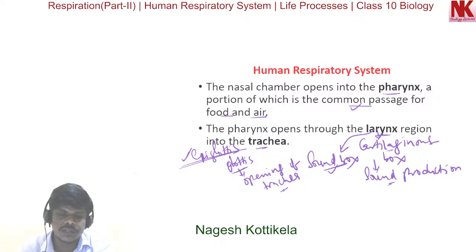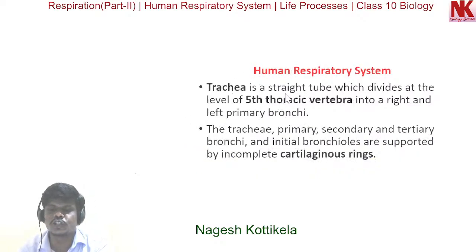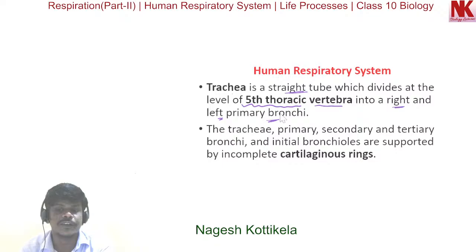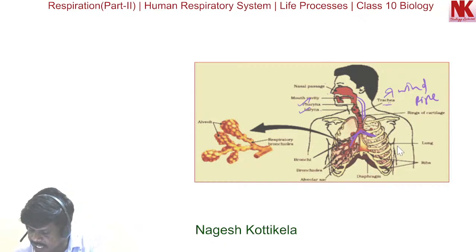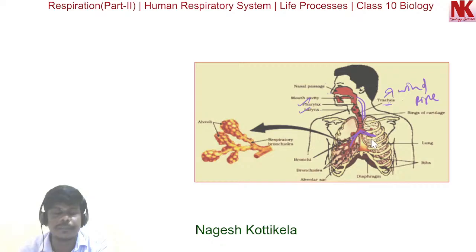Now moving to the next. Here, trachea is a straight tube which divides at the level of the fifth thoracic vertebra into right and left primary bronchi. So trachea is divided into primary bronchi. Here trachea is a windpipe, and it is divided like this. These are the primary bronchi. Into the left lung and the right lung, these primary bronchi are entering. So these are the branches of the trachea.